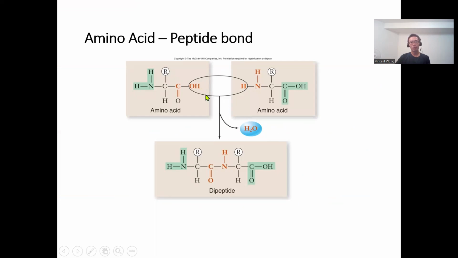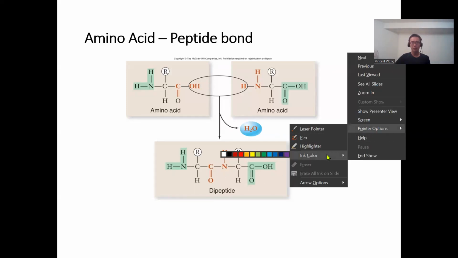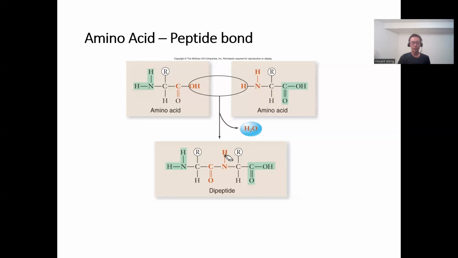And this shows you a professional drawing of how you remove the OH from the carboxyl group, remove the H from the amino group, and then you form a peptide bond, right? This thing right here in the middle, that connects the C and the N, that is your peptide bond. Okay, right here, peptide bond.